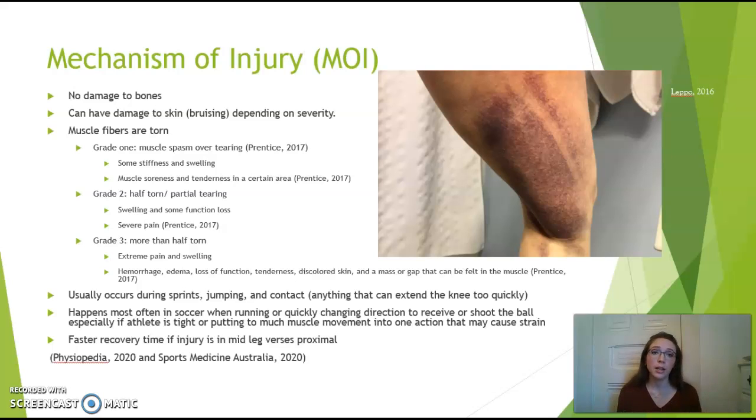There's loss of function. And what I thought was really cool is that you can palpate for either a divot or a lump to see if the hamstring was pulled or strained. In soccer specifically, this can happen when quickly changing directions to receive or shoot a ball, or it could just happen because the muscle is too tight and there are too many movements and too much expected out of the muscle, and it gets tired, and it's just not going to work the way it should. Something I thought was interesting was there's a faster recovery time if the injury is mid-leg versus proximal leg.